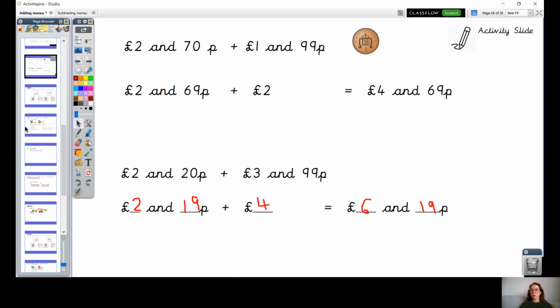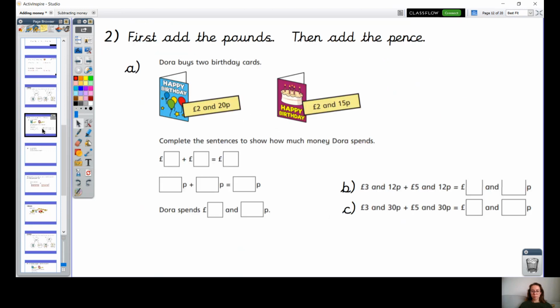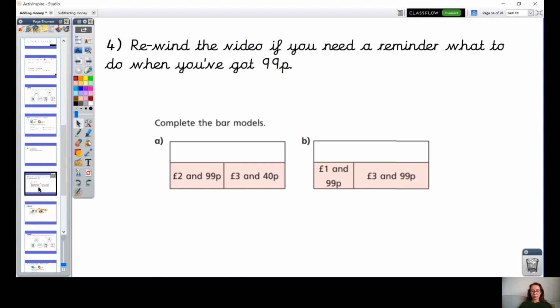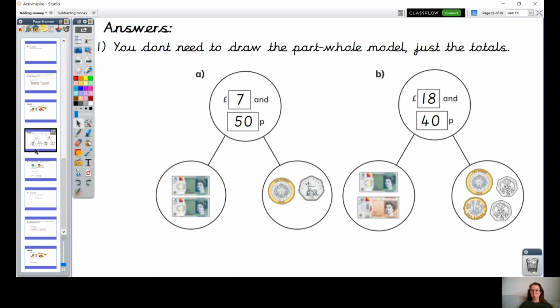Right, now it's your turn to have a go at your activity. So get your pencil ready. I'm going to flick through the slides. Pause after each one. Off you go. And now we're going to do the answers. So make sure you're marking your work nice and neatly, please, for me.